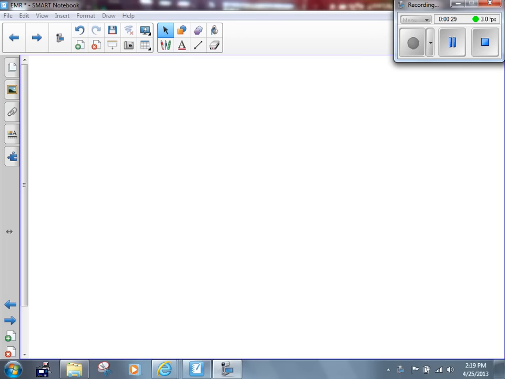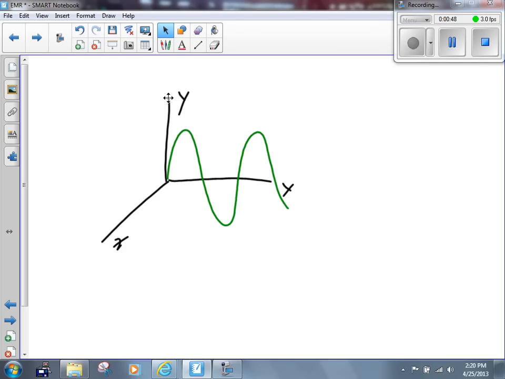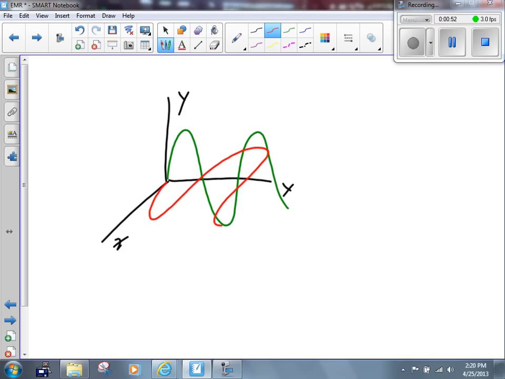Good. Those two waves, the electric field wave and the magnetic field wave, are going to be perpendicular to each other. So maybe we've got an X, Y, and a Z axis. One of those waves, we'll say the electric field wave, is on the Y axis. The magnetic field wave could be on the Z axis. Could look something like this. Not exactly like that. Can't really draw it. You know what I'm talking about though, right? They're perpendicular to each other.